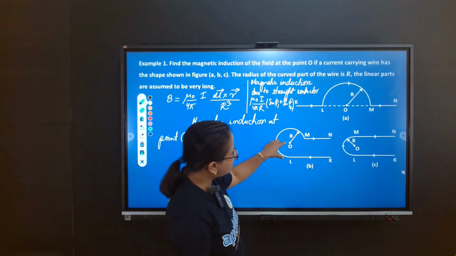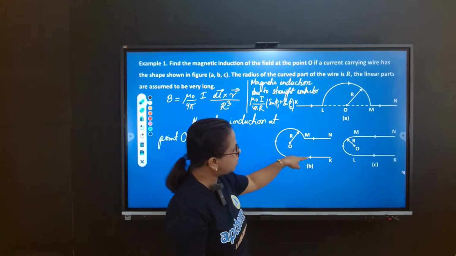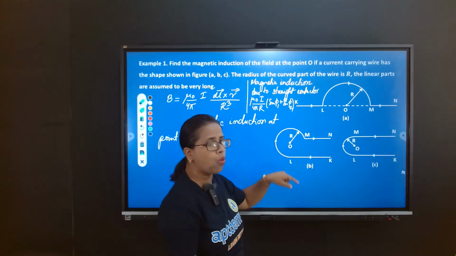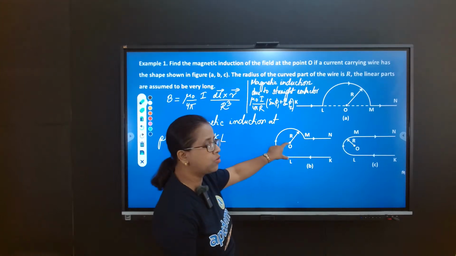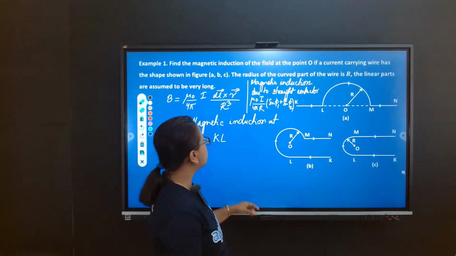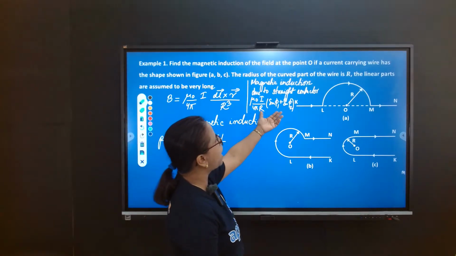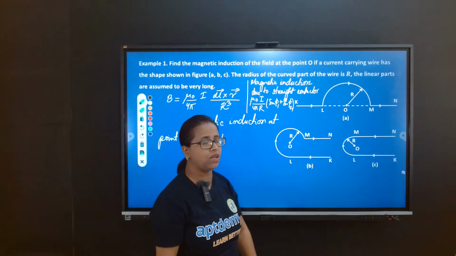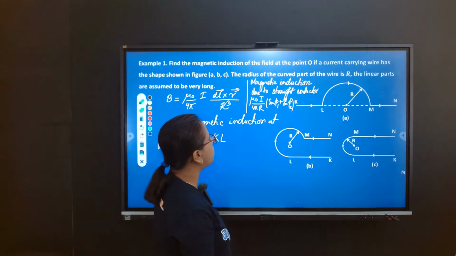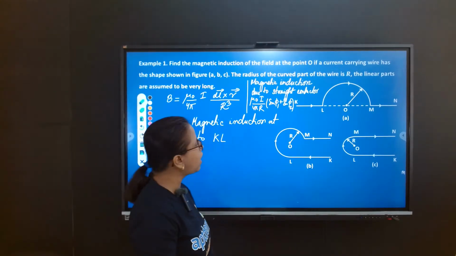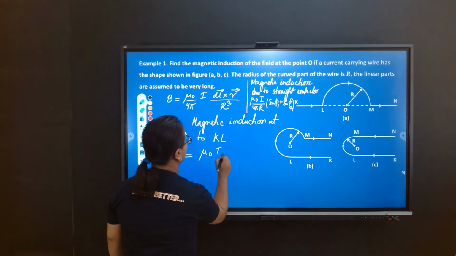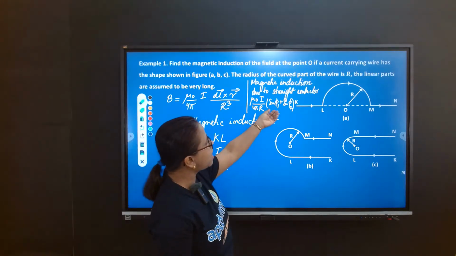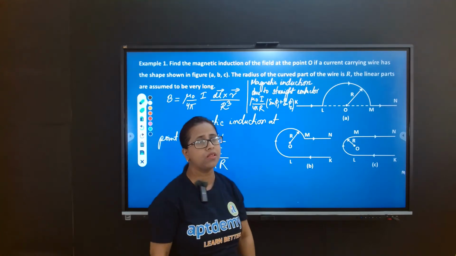Now see, the distance of the conductor KL from the point O at which we have to find out the magnetic induction is nothing but equal to the radius, that's r. So we shall apply the same formula that we have for magnetic induction due to a straight conductor. In this case, how the formula gets modified, let's work on that. We have mu naught I by 4 pi r and sine phi 1 plus sine phi 2. What will this amount to?